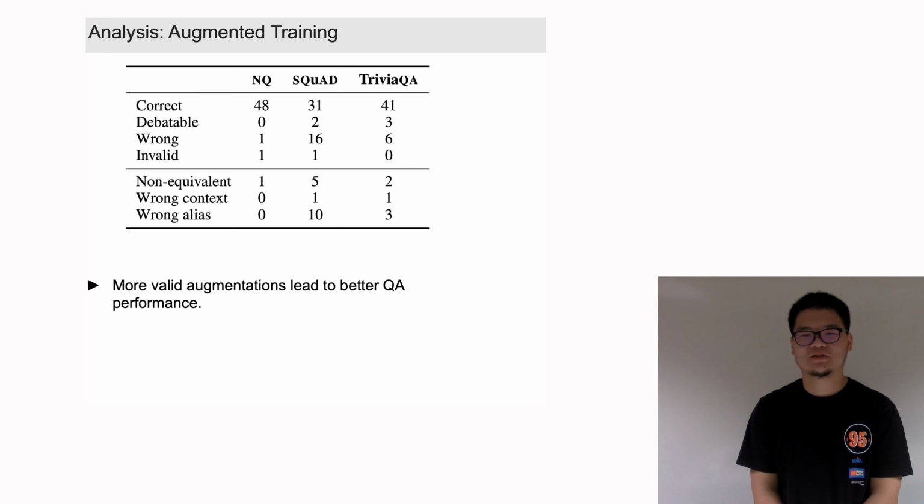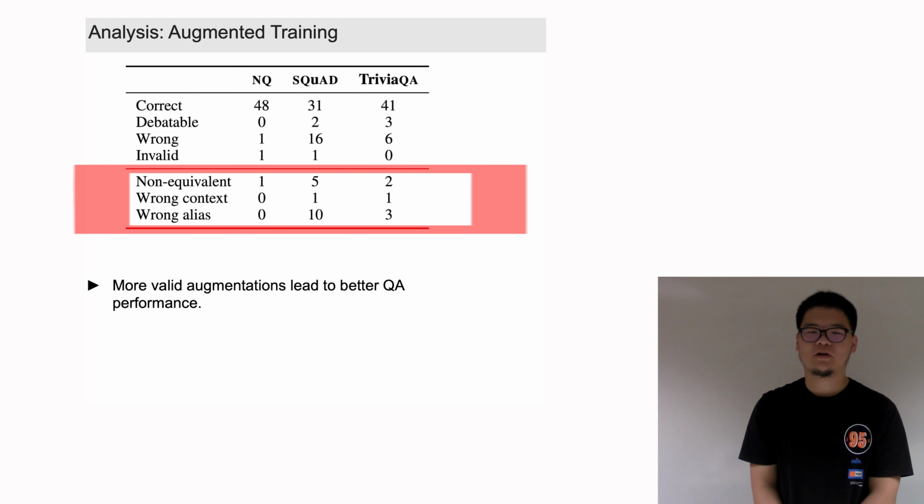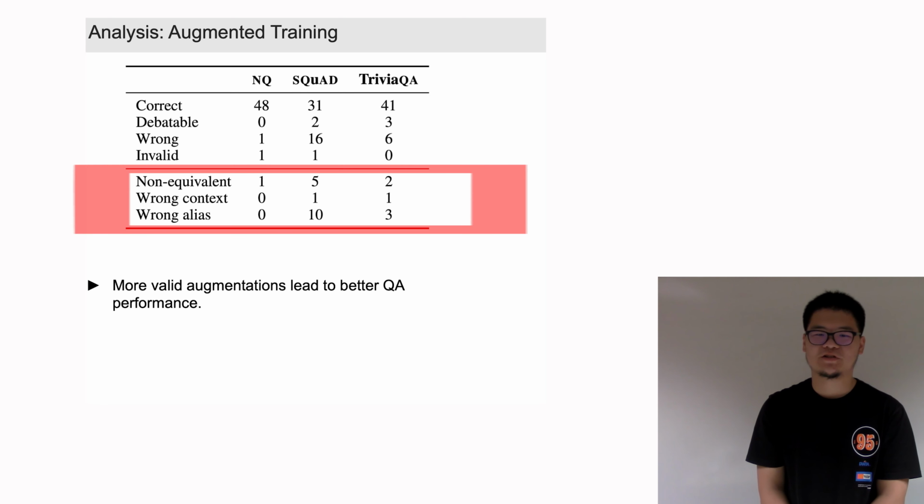The augmented answers are mostly valid for NQ, which explains its EM jump on the augmented training. But for SQuAD, we find that the augmentation often surfaces wrong augmented answers, and this explains why it has a drop in EM score when doing augmented training. And we also show the breakdown of the different wrong augmentation types in this table.